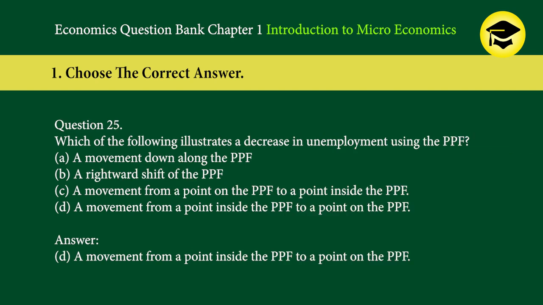Question 25. Which of the following illustrates a decrease in unemployment using the PPF? A. A movement down along the PPF. B. A rightward shift of the PPF. C. A movement from a point on the PPF to a point inside the PPF. D. A movement from a point inside the PPF to a point on the PPF. Answer D. A movement from a point inside the PPF to a point on the PPF.